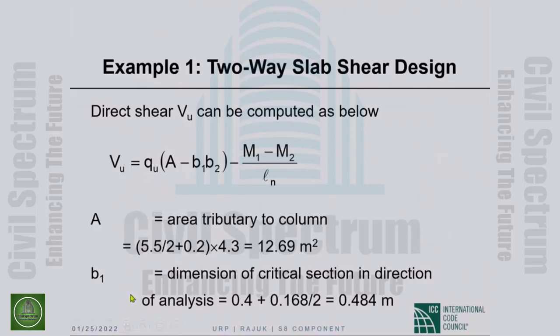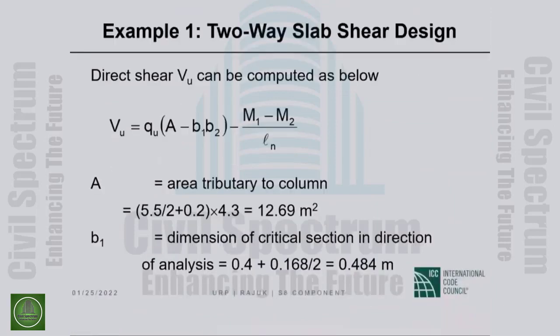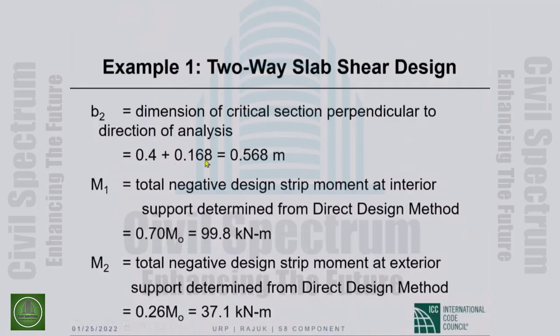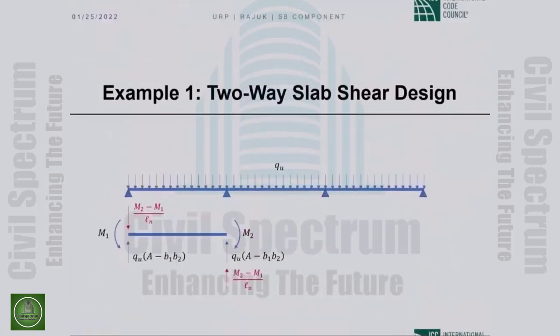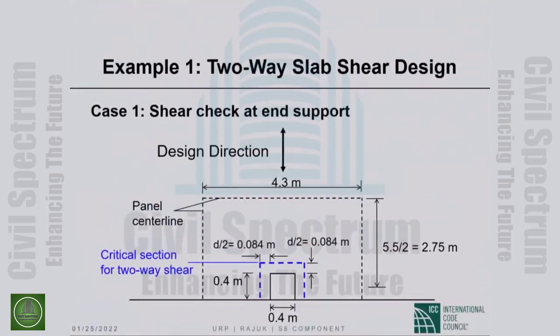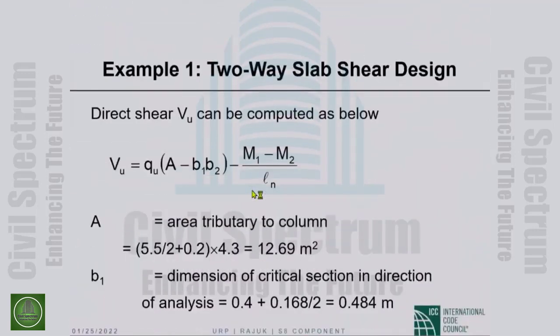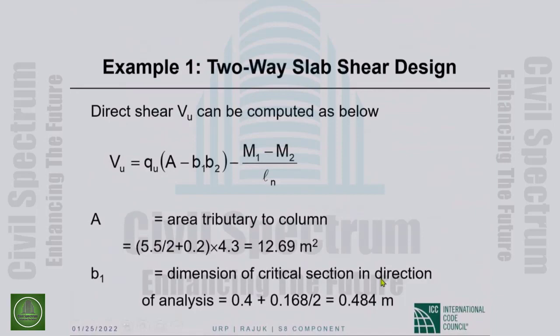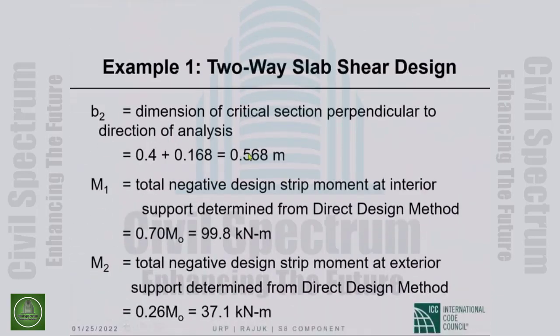The Q sub U is 10.2 kilonewton per square meter. A is shown here. The B sub 1 is the long dimension of the critical section. B sub 2 is the other dimension of the critical section. This is a square column. So one side is 484, the other is 568. I hope this is not a miss. Yeah, 484, so that's right. 484 and 568 are the two sides.